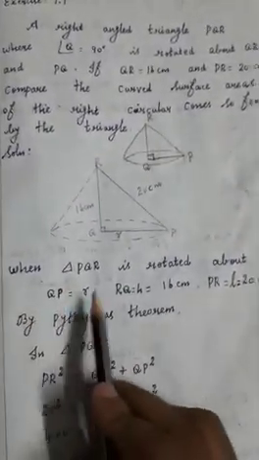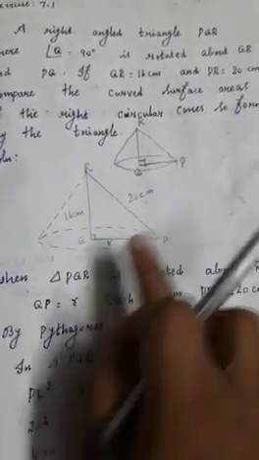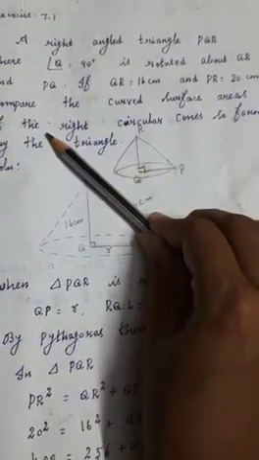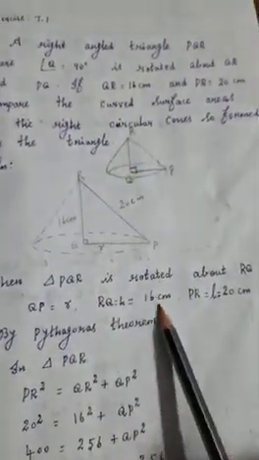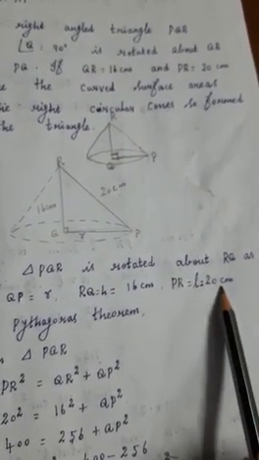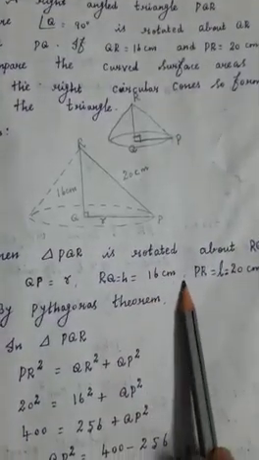Now QP means this cone shape. QP means that is the radius only. So QP is equal to R. The next one, PR value you know that. PR means that is the slant height of the cone. So PR is equal to slant height, L. L is equal to 20 centimeter. RQ means the height of the cone only. So RQ means that height is equal to 16 centimeter.